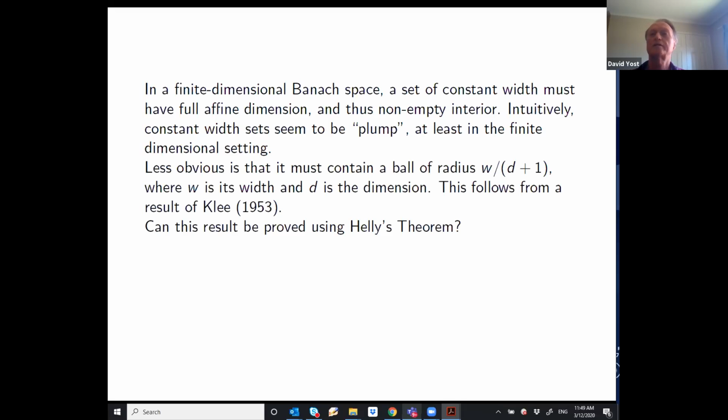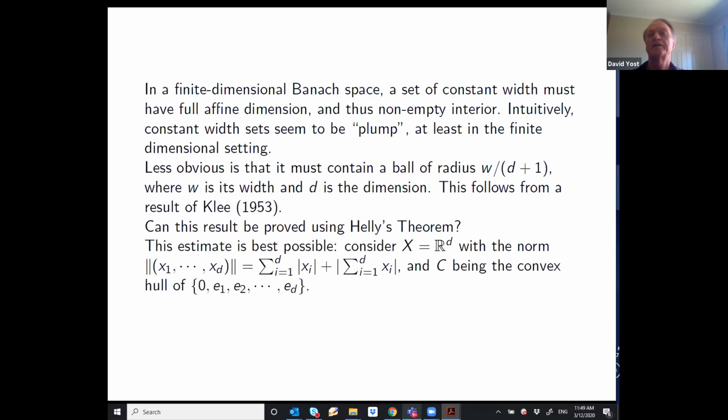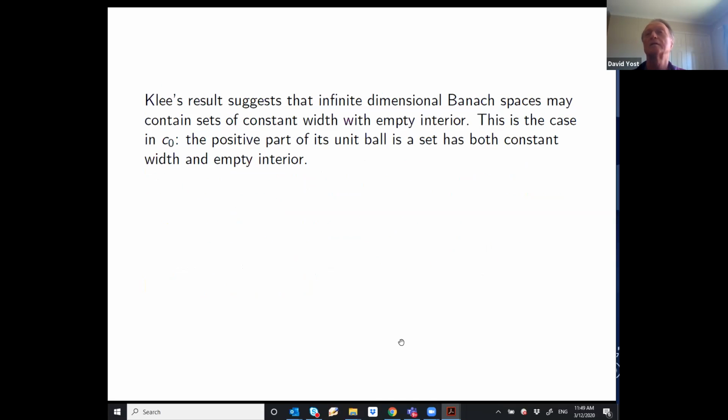Klee's proof is a bit challenging, and I've often wondered if it's possible to deduce this result just from Helly's theorem, but I haven't succeeded. And there's an example here which shows that this is the best possible. You take R^d with a slightly unusual norm: the sum of the elements plus the sum of the absolute values of the elements plus the absolute value of the sum of the elements, and you take the convex hull of the unit vectors and the origin. So this is a set of constant width which contains a ball of exactly this radius, 1 over d plus 1, and nothing larger.